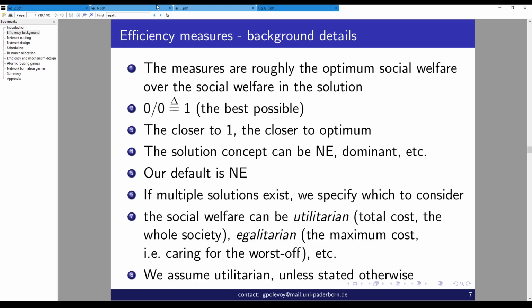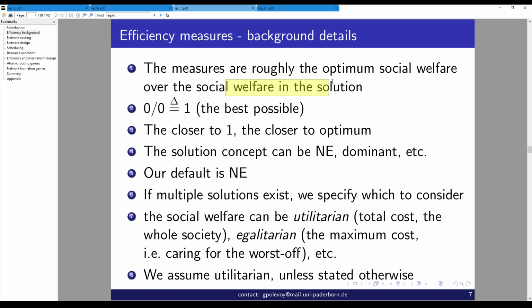When both are zero, so when the solution gives something which is zero and the optimum is zero, we define, it's not defined, 0 over 0, but we define it as 1, because we achieve the best possible, even though the best possible is 0. So that's the rationale for saying it's 1, because 1 means it's optimum. And the closer to 1 the ratio is, the closer we are to the optimum. The ratio is between the optimum social welfare in any profile and the social welfare in a solution.